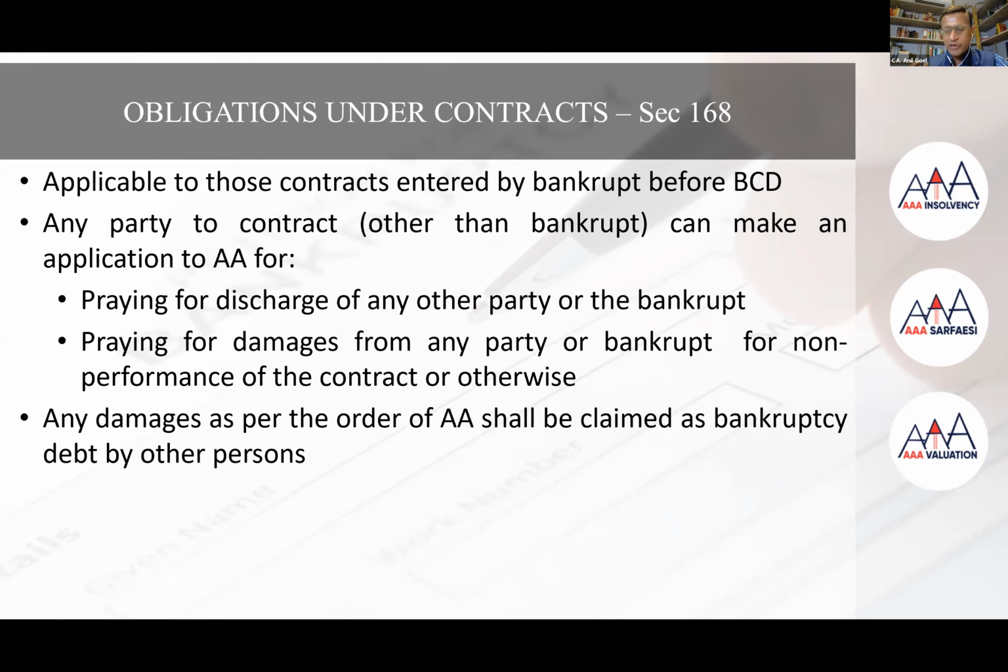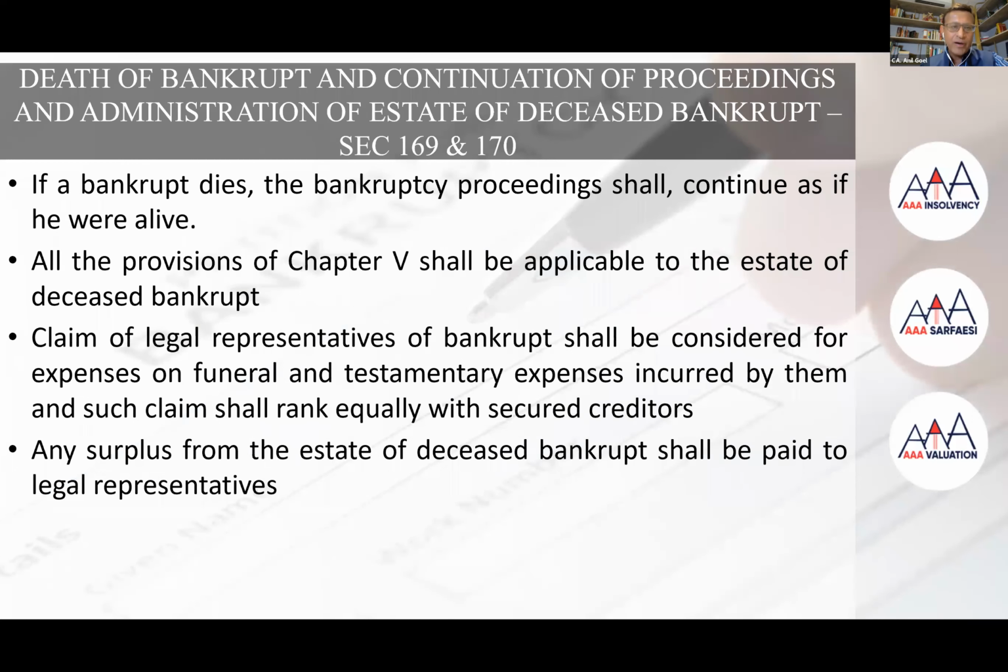Let us try to understand in simple language. In case there is any contract and the bankrupt would like to exit, any party who is adversely impacted by the exit can approach the adjudicating authority, and the adjudicating authority can say that some damages would be payable. After that order, the damages become bankruptcy debt, and that would be paid to that person under section 178, because that would be bankruptcy debt.